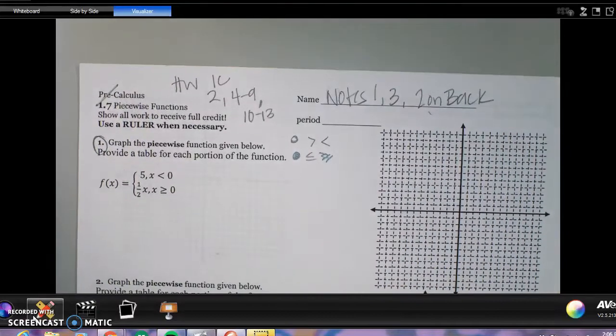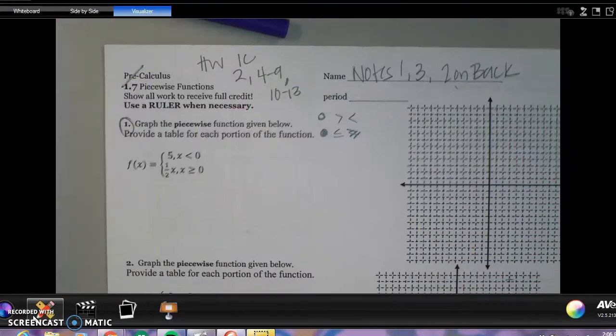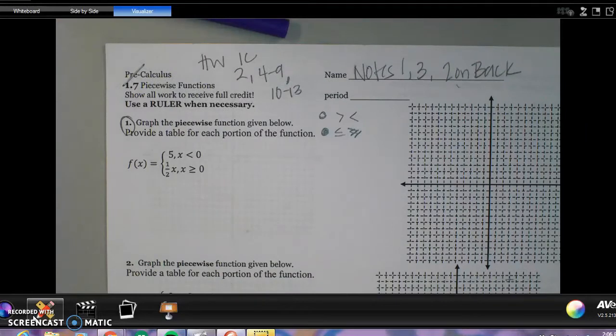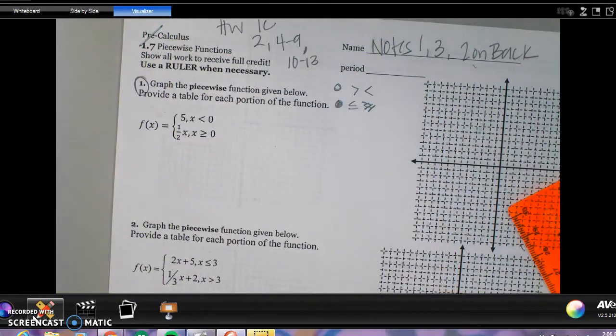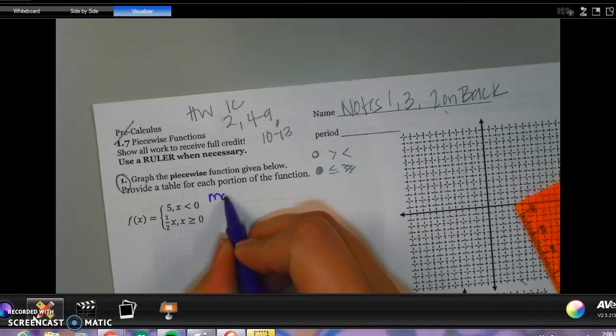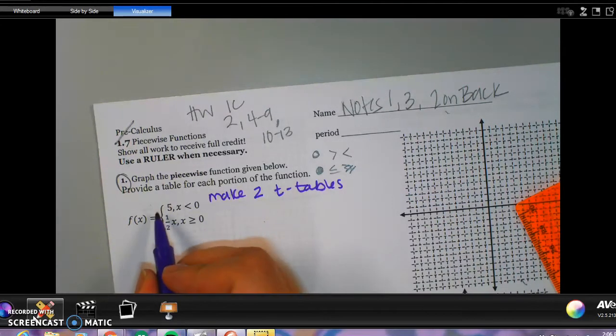I'm actually going to do mine in marker so you can see. And another thing you may want is a ruler, because you want to make nice straight lines. So here's my ruler. Okay. So you need to do the following things. You need to make, in this case, we're going to make 2 t-tables. And we're making 2 because we have 2 functions.